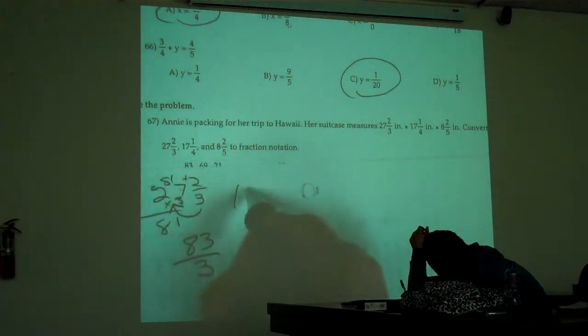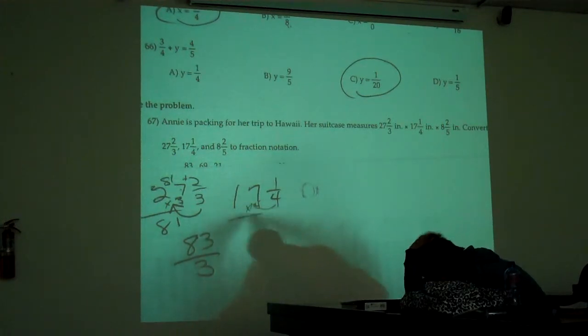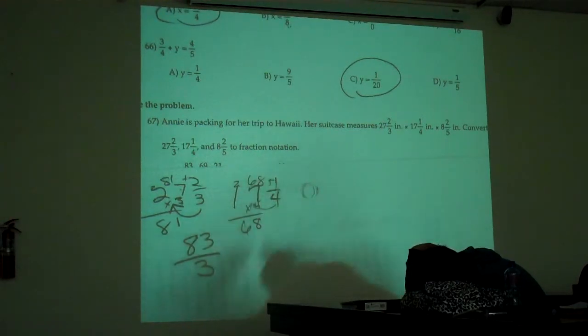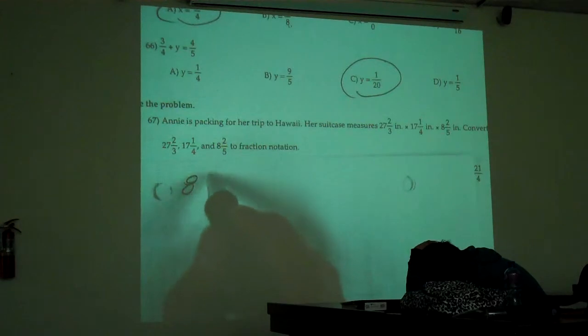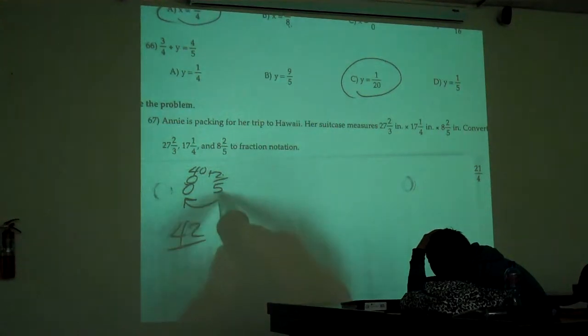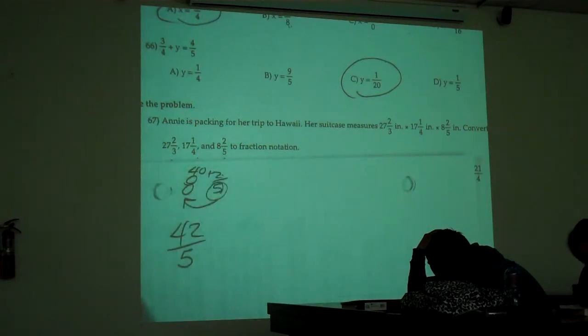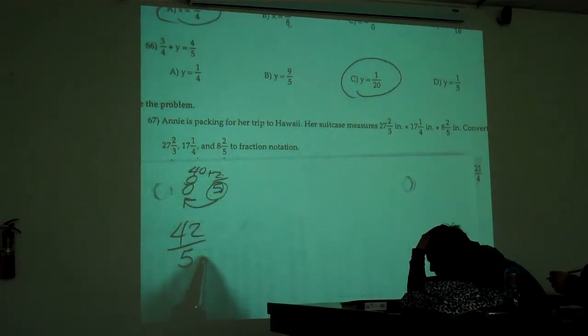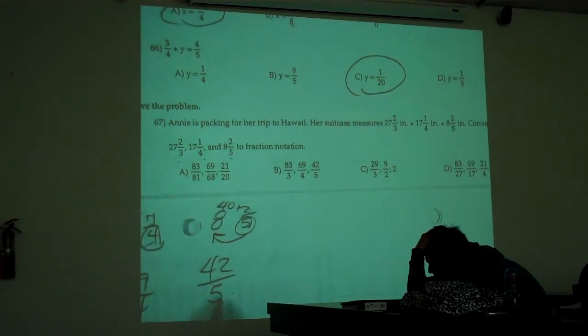Then we have 17 and 1/4. 4 times 17. Okay, 4 times 7 is 28. So that's 68. 68 plus 1? 69 fourths. And then we have 8 and 2/5. 5 times 8, 40 plus 2, 42 fifths. See, the bottom 3, 4, and 5 are still 3, 4, and 5. The bottom didn't change. Okay, so we have 83/3, 69/4, and 42/5.